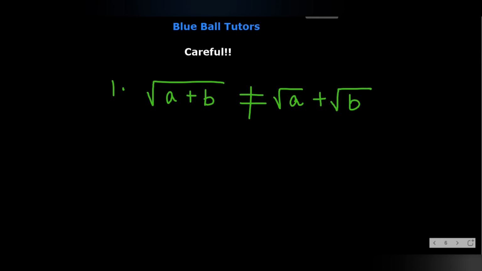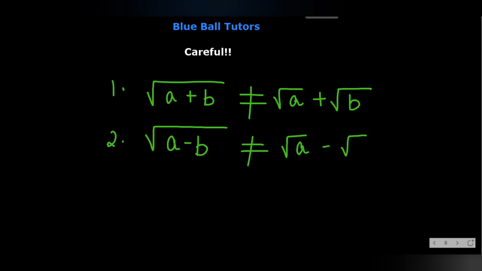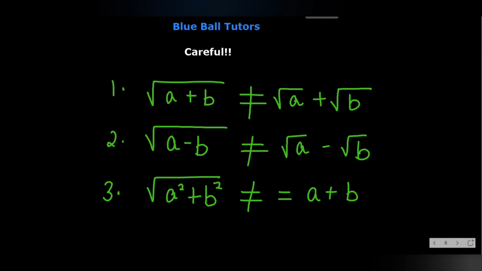The next one: while solving questions of square root, you have to be careful with a few formulas. Students wrongly apply this thing. Square root of a plus b is never equal to square root of a plus square root of b. Always remember this. Students mostly make mistakes in this. Then square root of a minus b is not equal to square root of a minus square root of b. And one more important point, square root of a square plus square root of b square cannot be written as square root of a plus b. So you have to be careful while doing this.